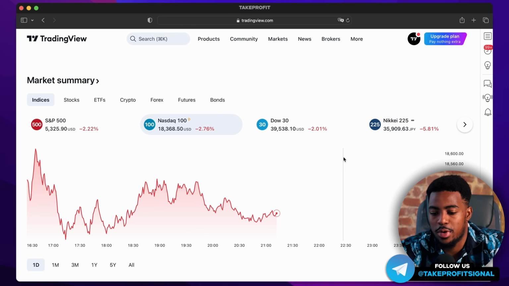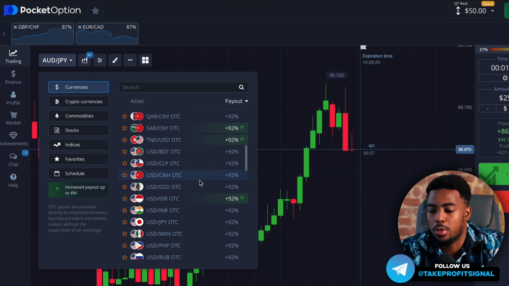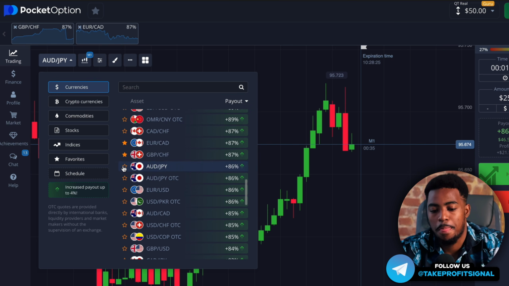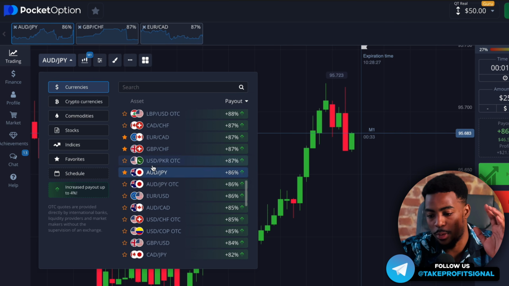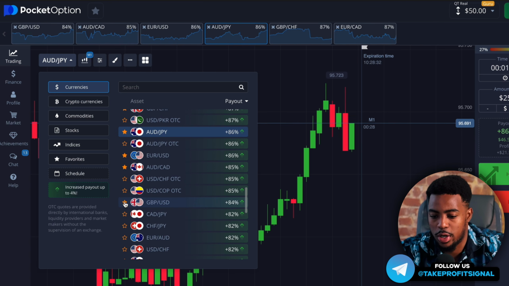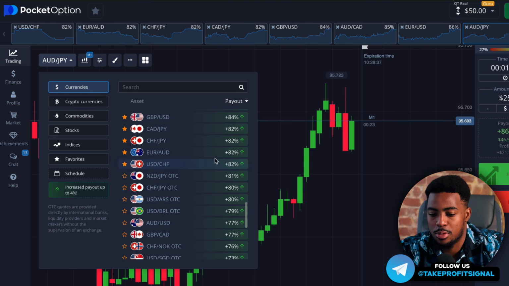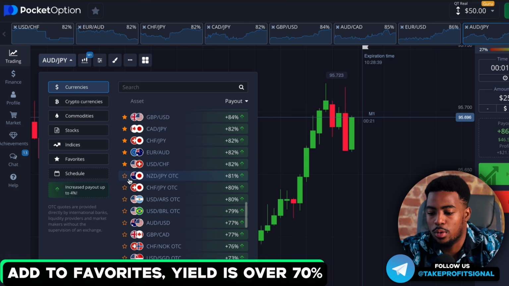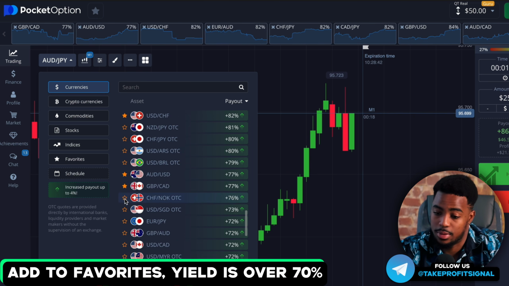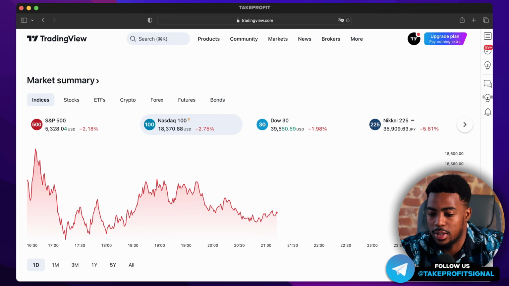So first of all, we need to duplicate all the currency pairs from the Pocket Option broker on the TradingView platform. Now I will explain why we need to do this. We mark all the currency pairs on the Pocket Option platform with these stars, meaning we add them to favorites. We look for everything above 70%, which is important because it is necessary for our main earnings.